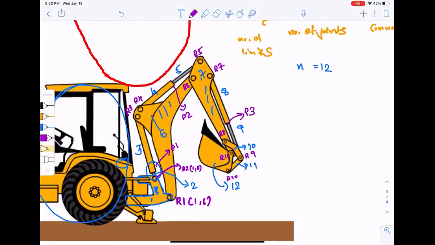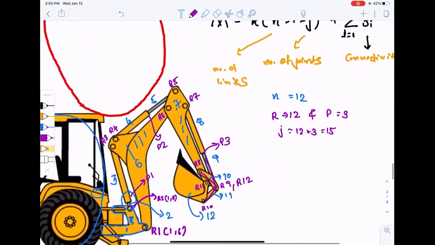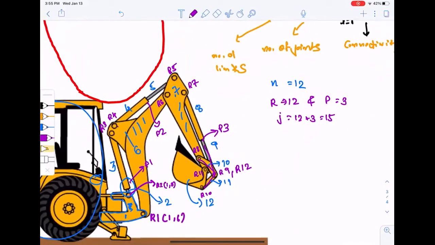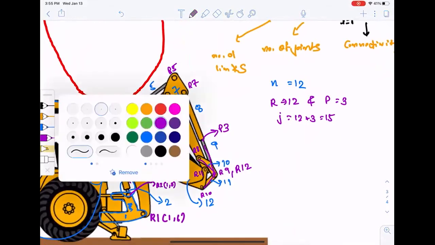It seems that I have missed a joint. Let me go through it again here. That will be R12. You can see there are a total of 3 links connected at this joint: 1, 2, and these are the 3. So there will be 2 joints over here. So in total we have R12 and P equal to 3. So the value of j will be 12 plus 3, that is 15. Now let us find the mobility of this mechanism.